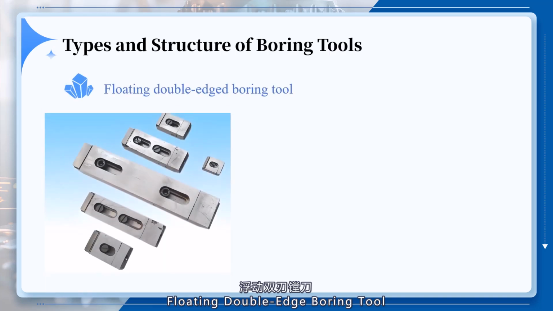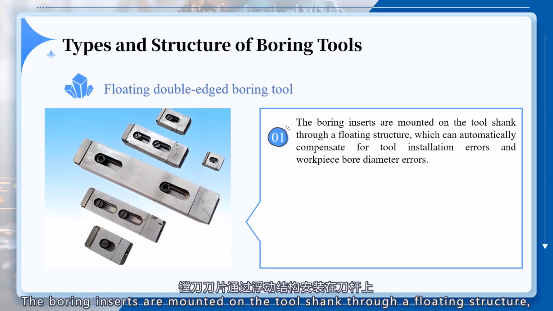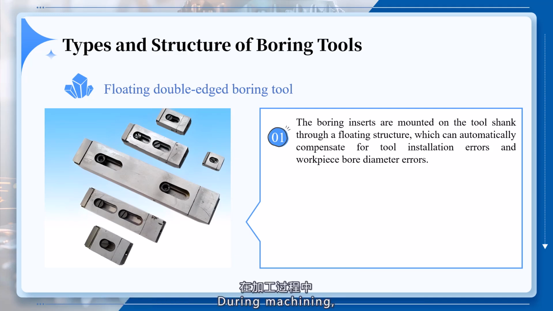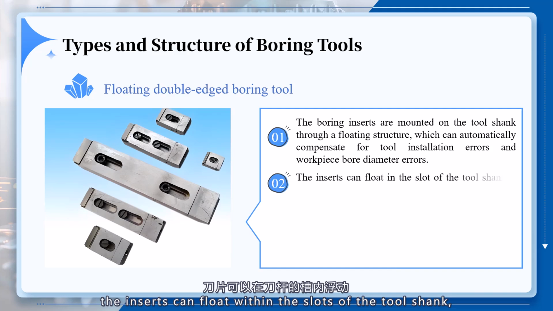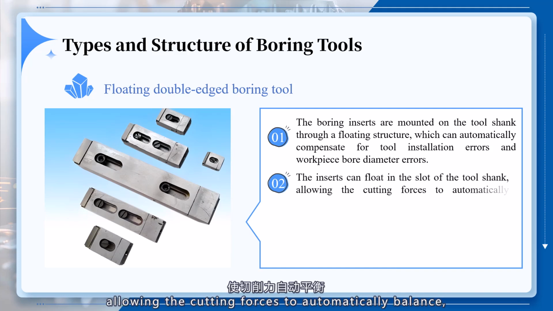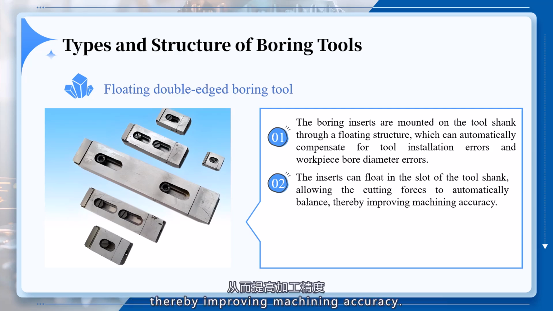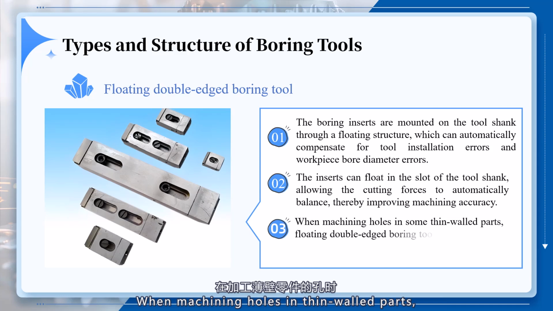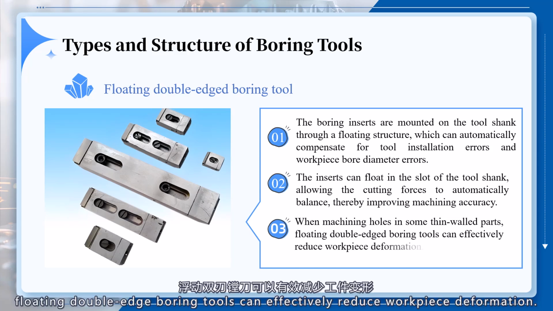Floating double-edge boring tool. The boring inserts are mounted on the tool shank through a floating structure, which can automatically compensate for tool installation errors and workpiece bore diameter errors. During machining, the inserts can float within the slots of the tool shank, allowing the cutting forces to automatically balance, thereby improving machining accuracy. When machining holes in thin-walled parts, floating double-edge boring tools can effectively reduce workpiece deformation.